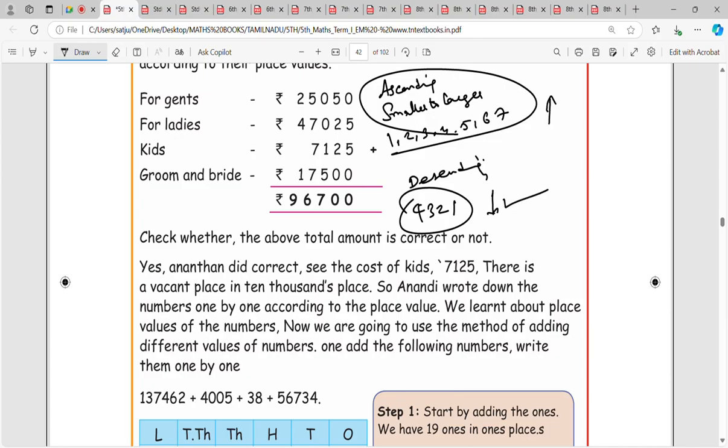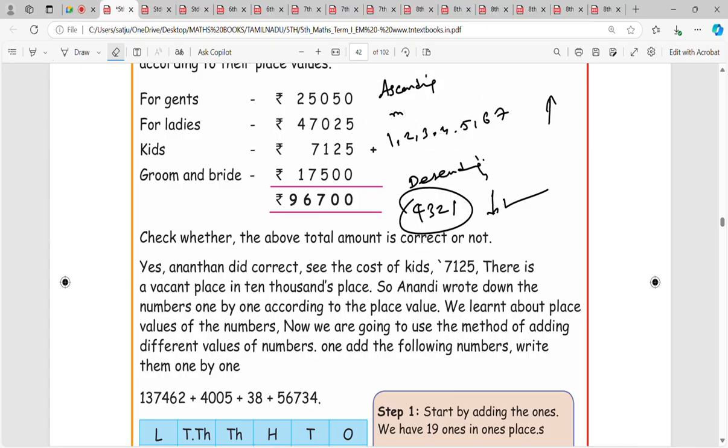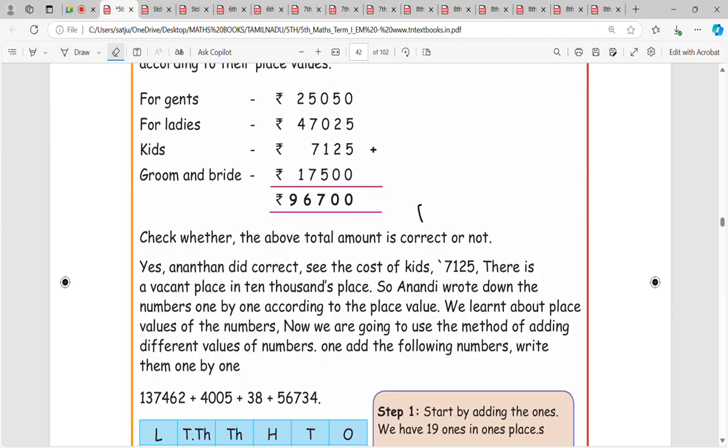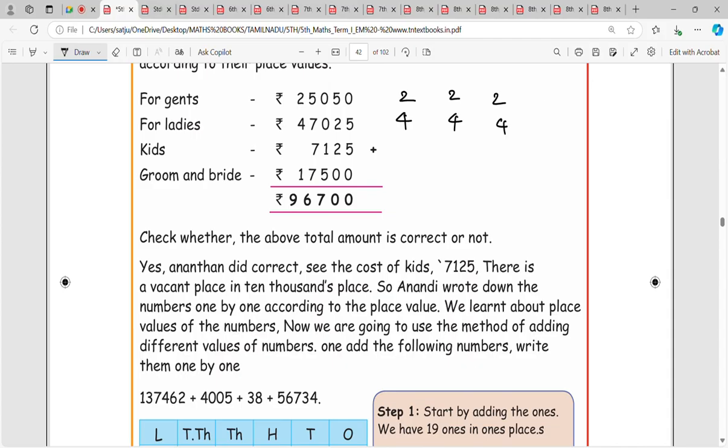Next, what you need to know here is simple mathematics. I will tell you the simple mathematics. If you are having any problem with addition, subtraction, then you guys need to work on it. So simple thing: 2 4 2 4 2 4 2 4.